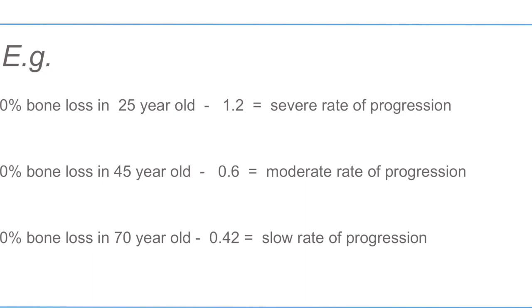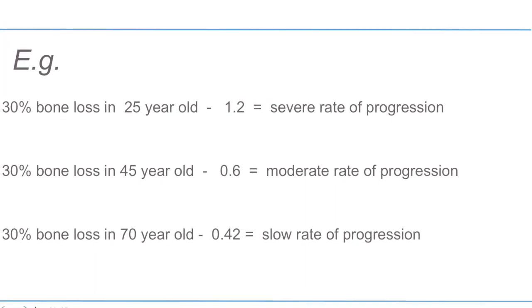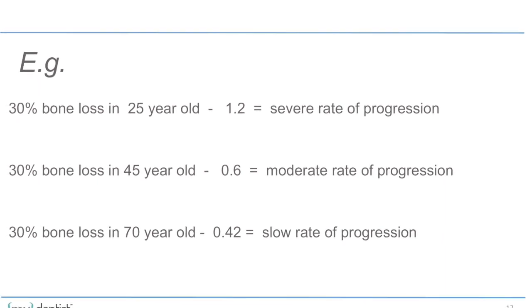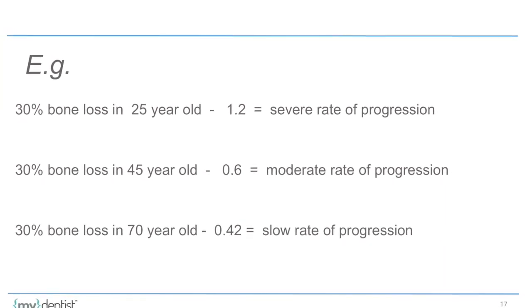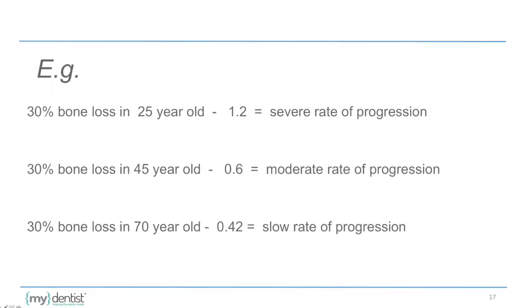For example, if you have a 30% bone loss in a 25-year-old, that's going to give you a calculation of 1.2 and a severe rate of progression, whereas 30% of bone loss in a 70-year-old would be a slow rate of progression.